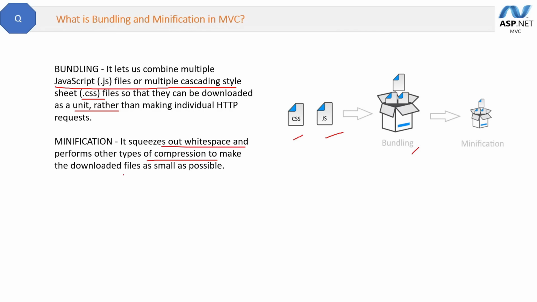And then it will be downloaded. So first you will do the bundling of all the CSS files and JS files, and then you will remove the white space from them to make the size smaller, because all these files will be downloaded to the client browser, so they must be lightweight. It will basically increase the performance of your ASP.NET MVC application.